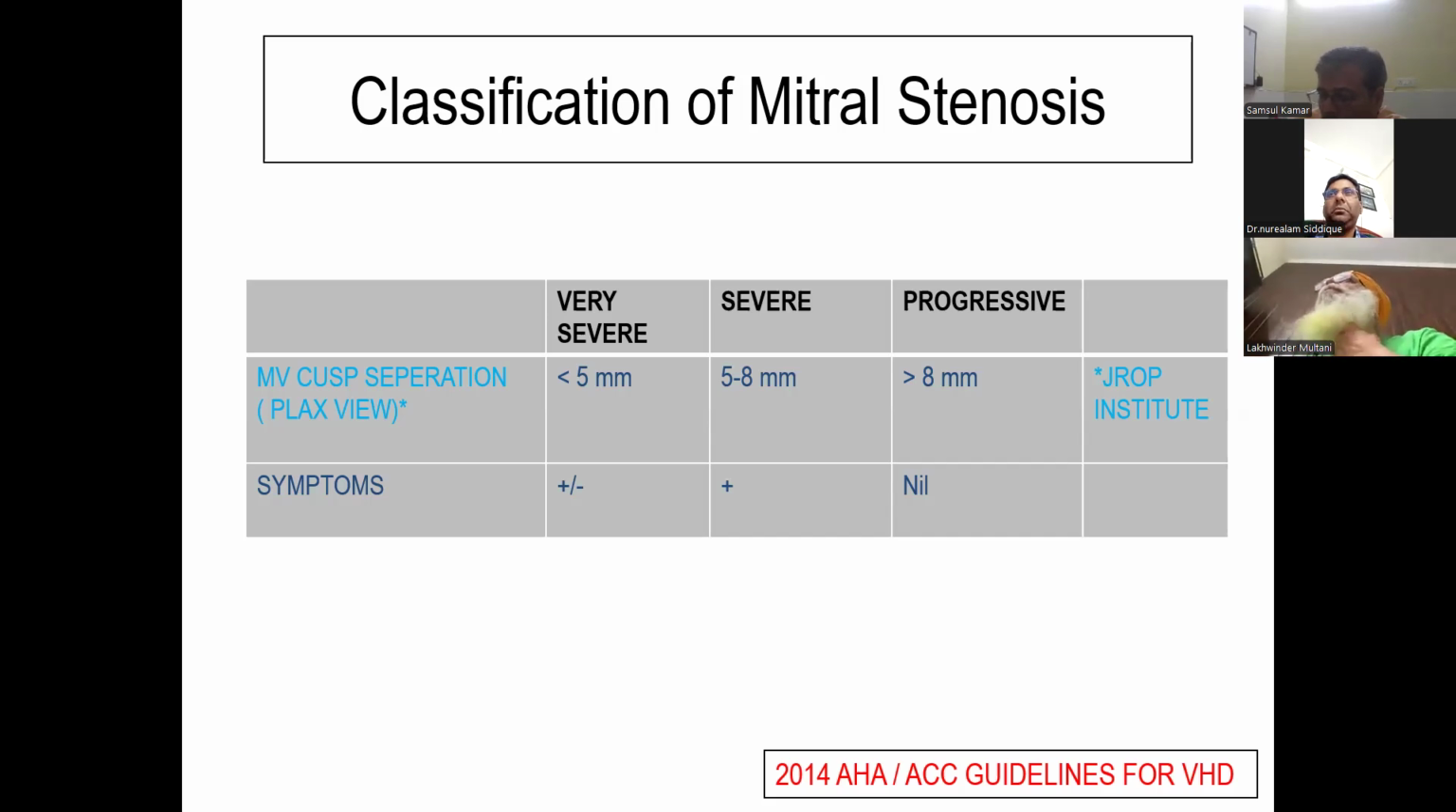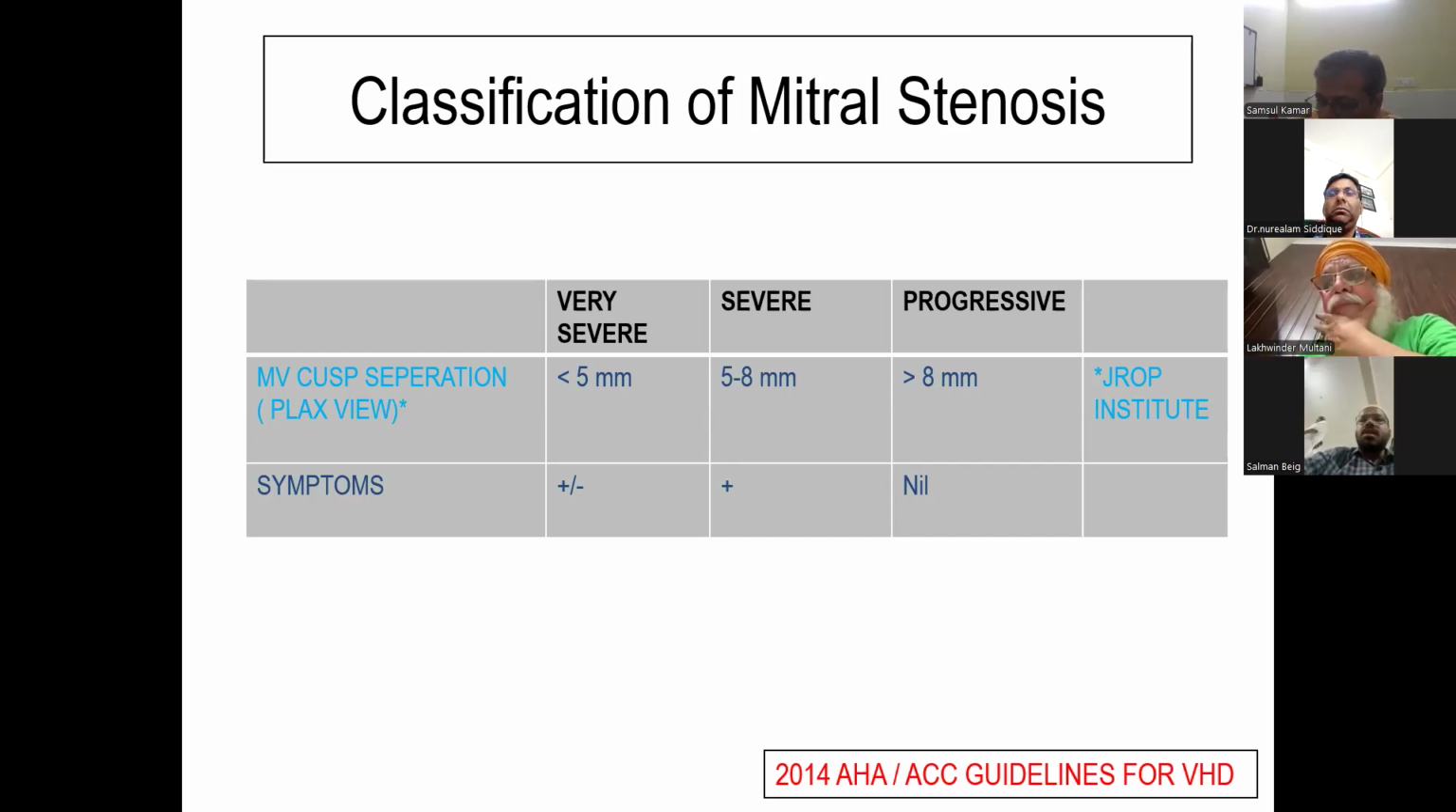Okay. So, in that case, the LA would have been dilated. LA would be dilated in both the things. LV would have been dilated. LV was not dilated by that time.